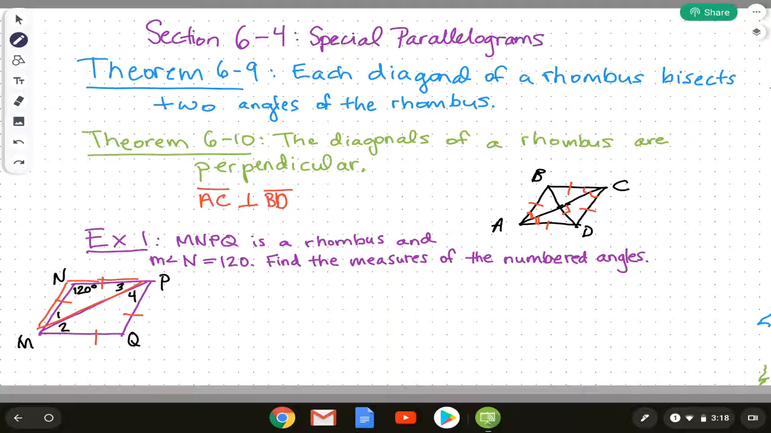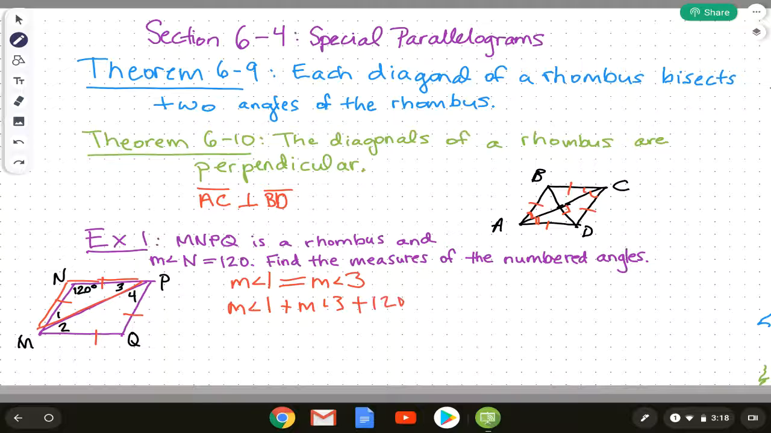The isosceles triangle theorem, or the converse, I'm not sure which one, tells us that if we have an isosceles triangle, the angles across from those sides are also congruent. So we know that the measure of angle 1 has to equal the measure of angle 3. And we also know, since angle N is 120 degrees, that when I add up all three of those, I should get 180 degrees. That tells me enough that I can figure out what the other two angles are.